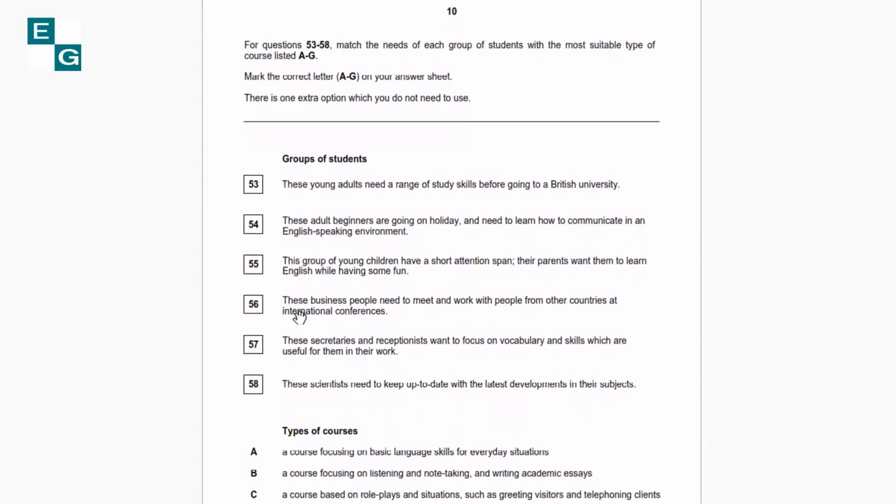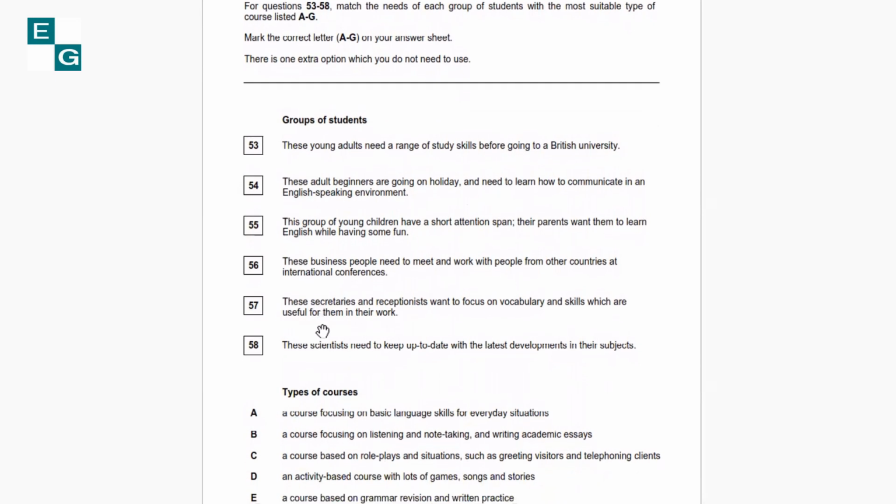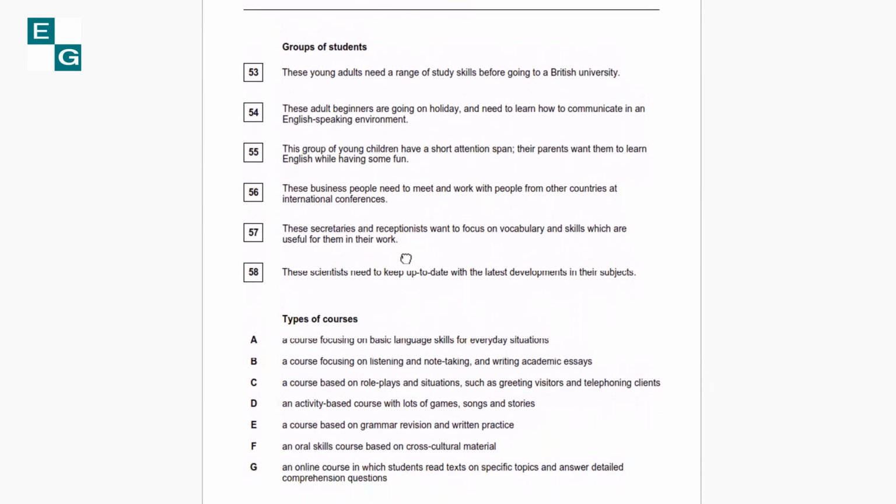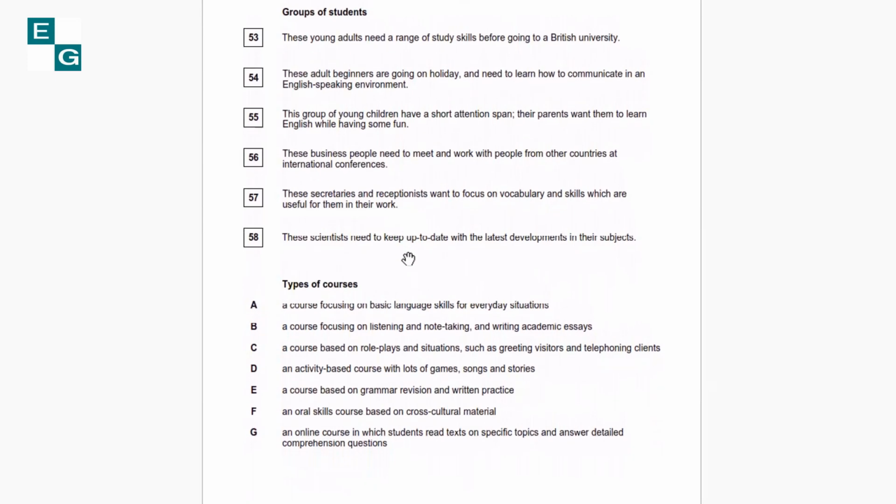Then here we have then for questions 53 through 58, match the needs of each group of students with the most suitable type of course listed. A through G. Mark the correct letter A through G on your answer sheet. There is one extra option which you don't need to use. So here is the way of grouping students. Let's try to understand it.